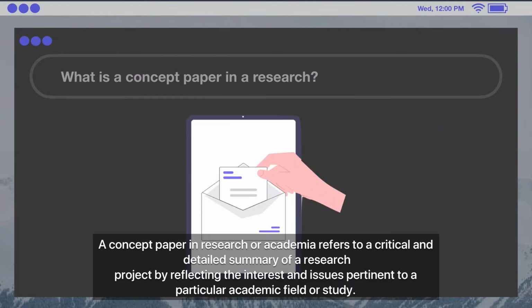What is a concept paper in research? A concept paper in research or academia refers to a critical and detailed summary of a research project, reflecting the interest and issues pertinent to a particular academic field or study.